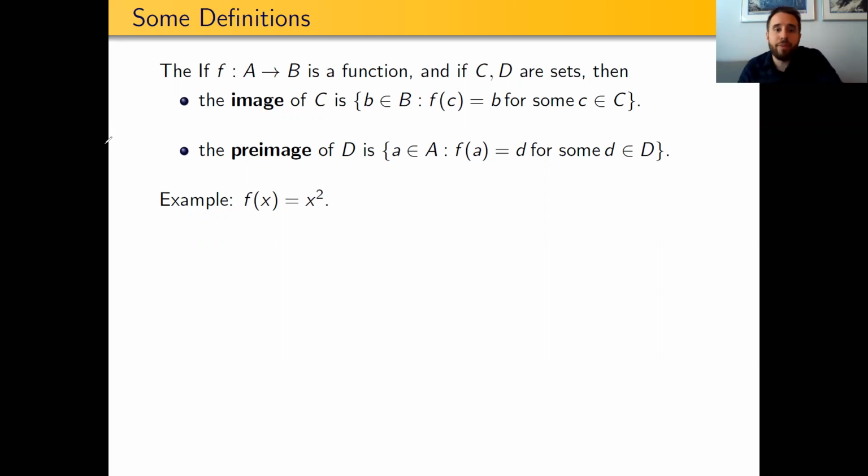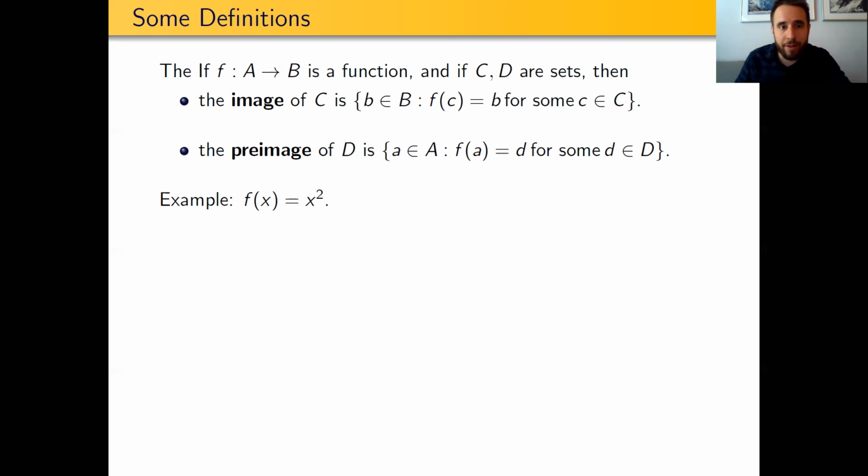Similarly, the pre-image of D is the set of all points A in the domain for which f of A equals D for some little d in set D. So the pre-image of D, said plainly, is the set of points that map into D under the function. Okay, and we have two different notations for these.